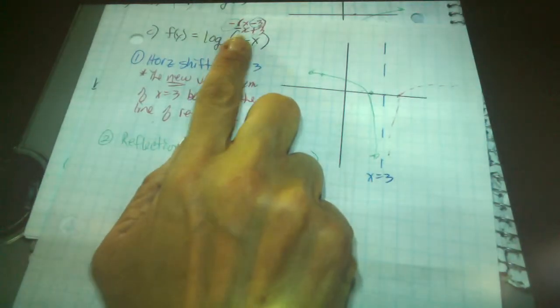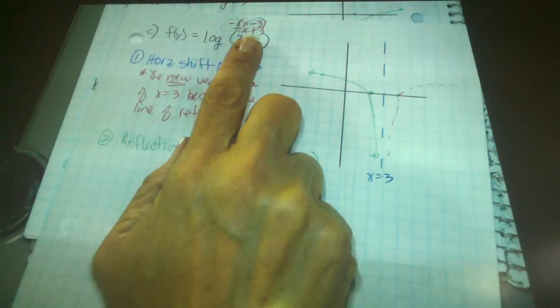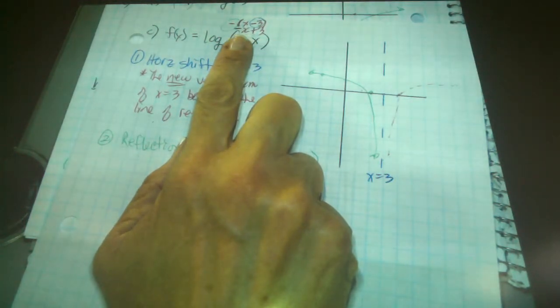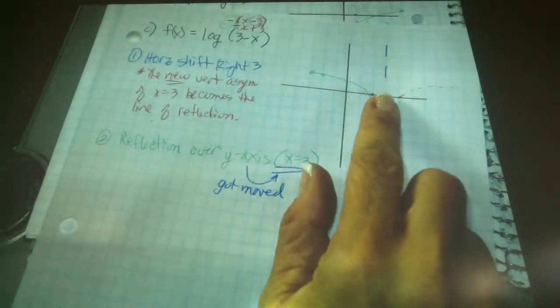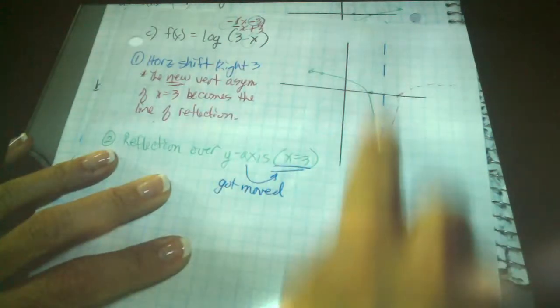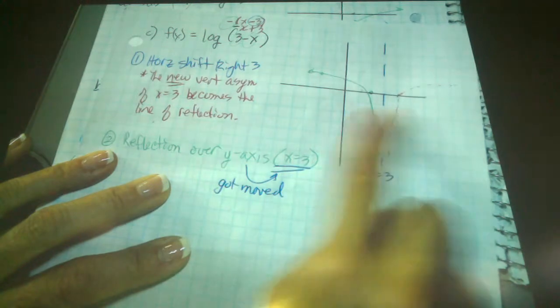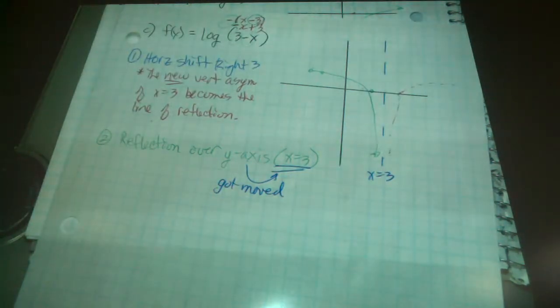So remember, if you have 3 minus x, change it to negative x plus 3 so that you see OSA: a left translation, a left shift, and a reflection over the y-axis. By the way, when you move to the right, that axis of reflection changes. So I ended up reflecting over the x equals 3 instead of the x equals 0. And you have a couple problems like this.